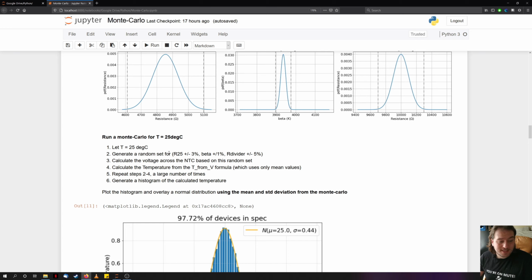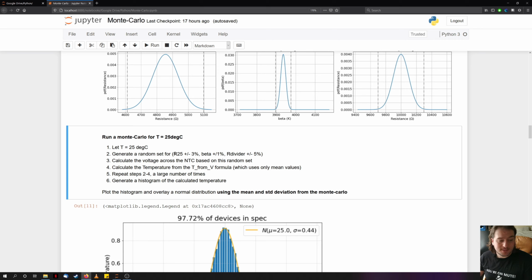We generate a set of each one of these components, because remember, this is a random process. In the factory when these are made, it will pick up a resistor, it will pick up a thermistor, and both of those will be random. So just because one has a higher resistance doesn't mean the other one will. It's random between the two. And that's what we're essentially doing. We're randomly sampling from our space.